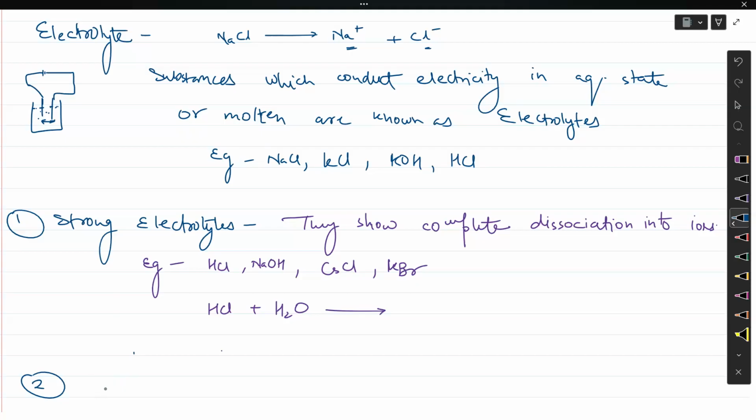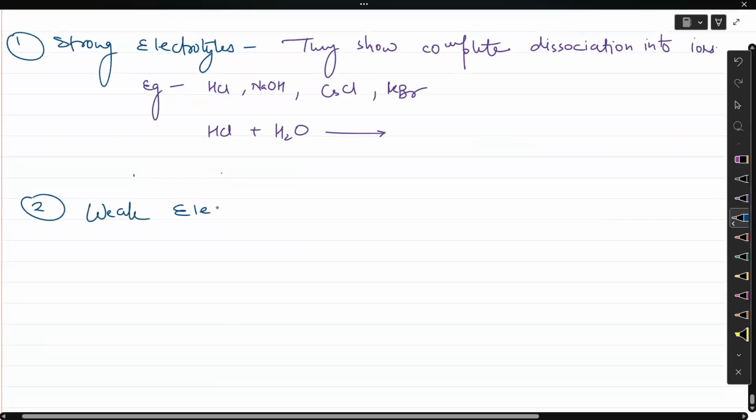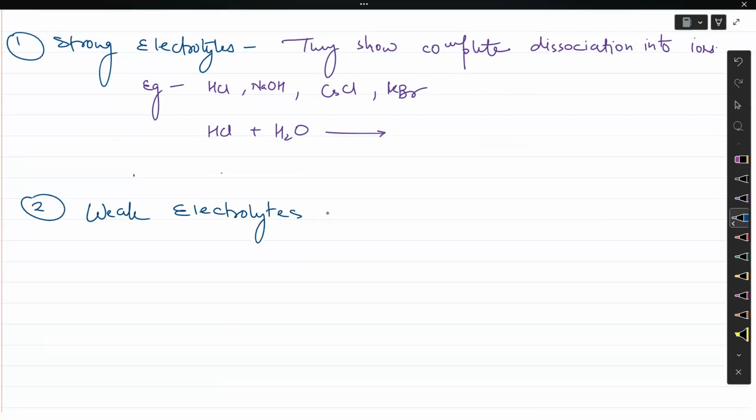So what are you writing currently? I started strong electrolytes. अच्छा, चलिए. So let's see what it is. Strong electrolytes show complete dissociation into ions. Like HCl, NaOH, CsCl, KBr. You don't have to learn it by heart. You will understand it in a period of time.